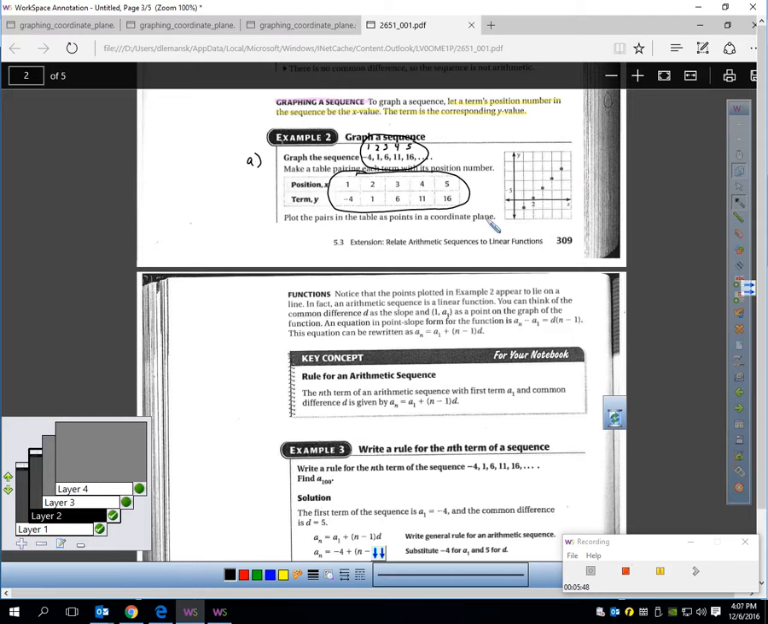That's all you need to do to graph this. Make sure you number each term in the sequence, and the actual term is the y value. So again, here are the x values, here are the y values. You just have to graph it.